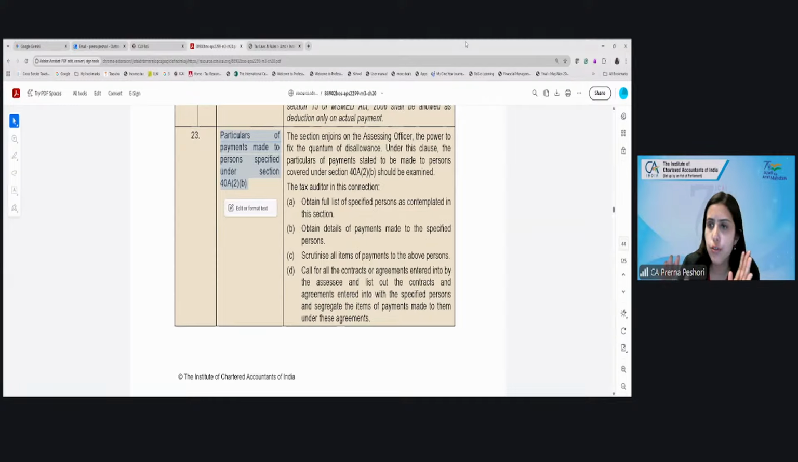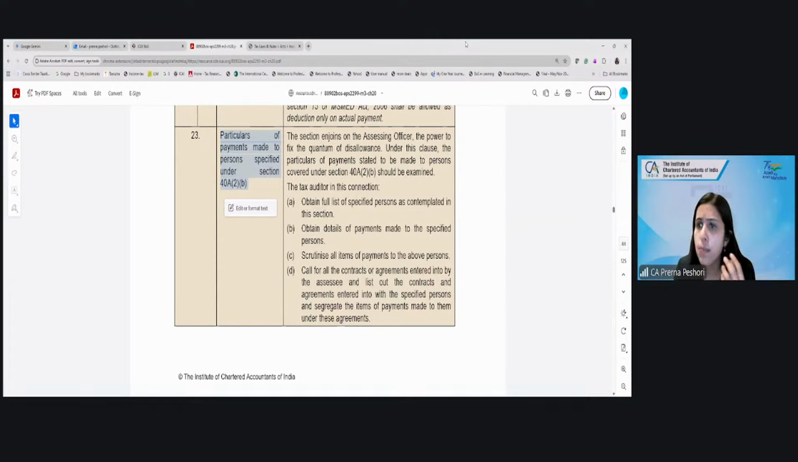So you need to first of all ascertain who are the specified persons. You can first check the list of the members register, shareholder register, director list, right? You can obtain it easily from the MCA. Then you can see any concerns in which these directors are interested. Then you can obtain the details of payments made to the specified persons. You can look at the specific ledger accounts and call for any contracts or agreements. So on that basis, you can identify.